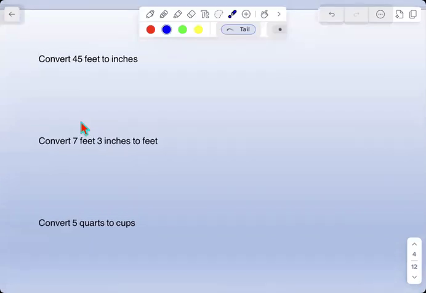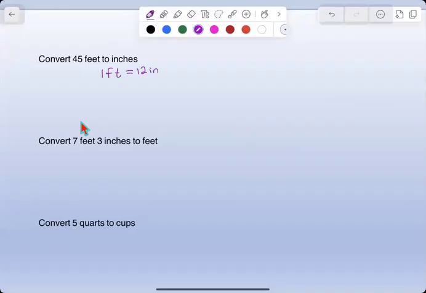Now let's move on to the standard system that we use here in America. Okay, so 45 feet to inches. I'm going to show you how to set up a proportion and how to use the conversions that are on the sheet. So you have to find on the sheet, what information do we know about feet and inches? Well, we know that 1 foot is 12 inches. So what I do is I turn that into a fraction. I'm going to write that 1 foot over 12 inches. Okay, that is my conversion fraction.